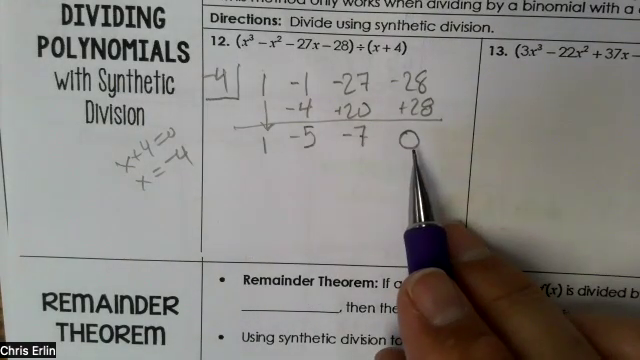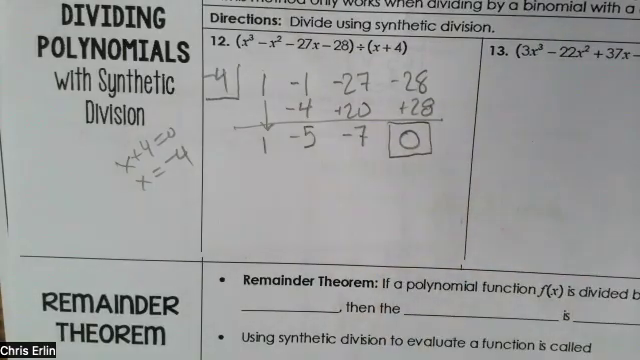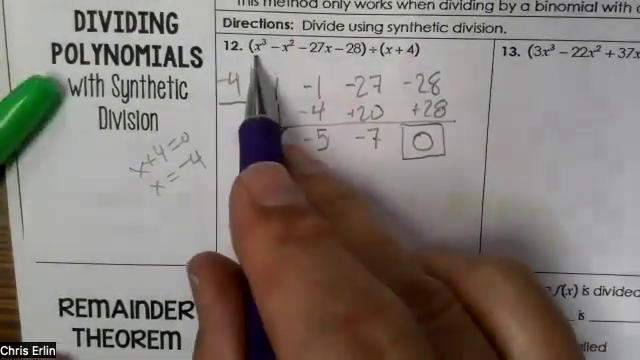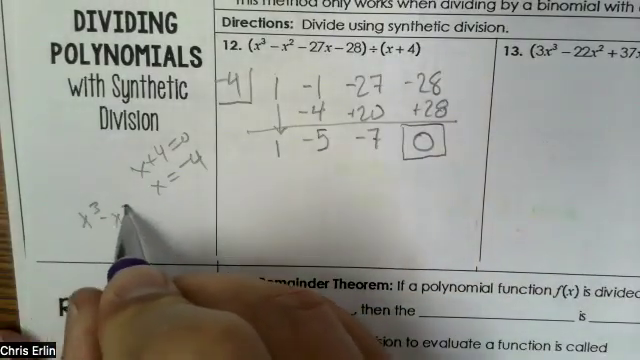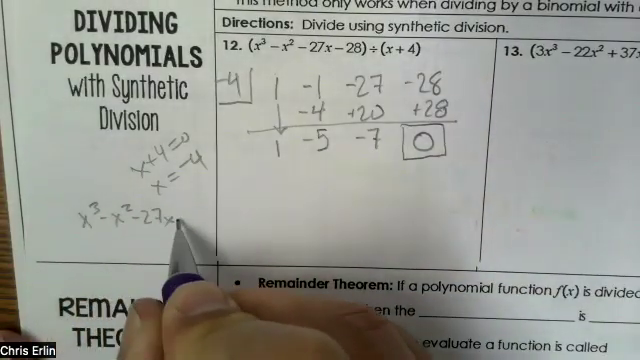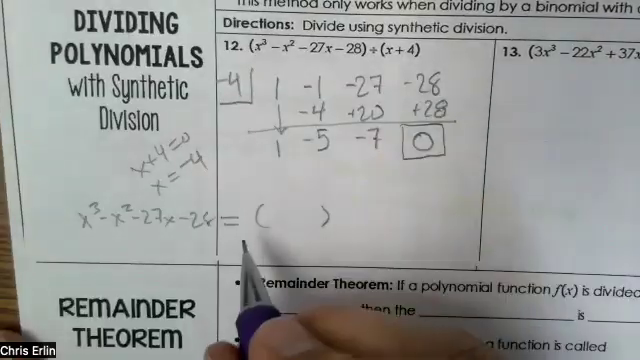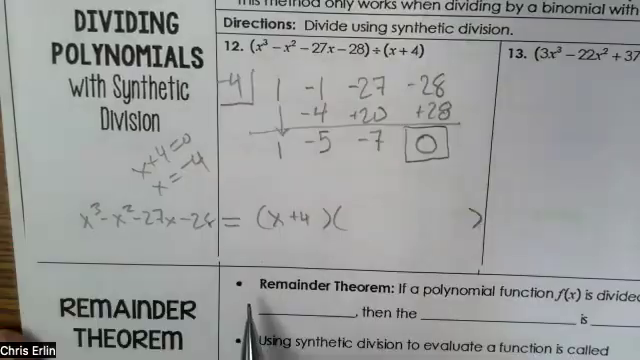What is this? Excellent. It's the remainder. So it's not part of the answer. It's part of the process to tell me that it's done. And that means I can express this whole polynomial, x to the third minus x squared minus 27x minus 28, as x plus 4 times what?